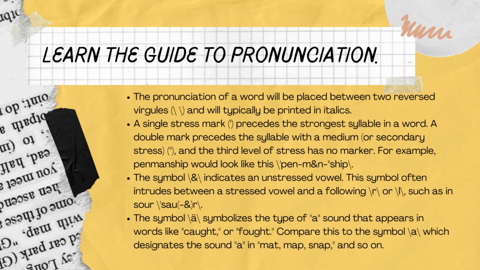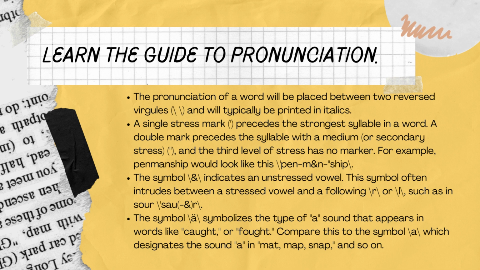and you have to learn the guide to pronunciation. Because as I told you, many dictionaries have the word, and next to the word they have the pronunciation, how to pronounce it. So the pronunciation of a word will be placed between two reverse virgules like these, and will typically be printed in italics, so it will be easier to differentiate the main word and its pronunciation.